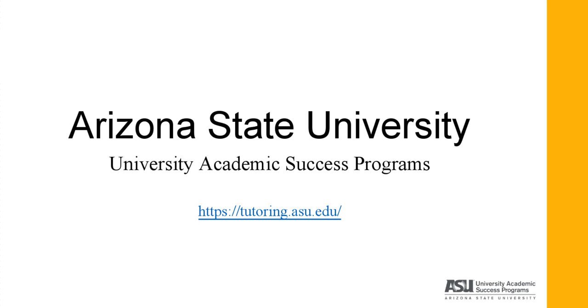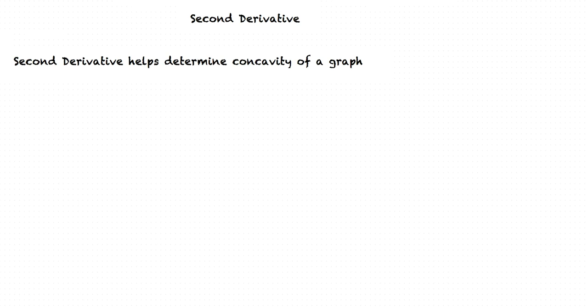This video will cover the topic second derivative. What is a second derivative? With the help of the second derivative of a function, we can determine the concavity of the graph. If the second derivative of the function is positive, then the function would be concave up. And if the second derivative of the function is negative, then the function would be concave down.